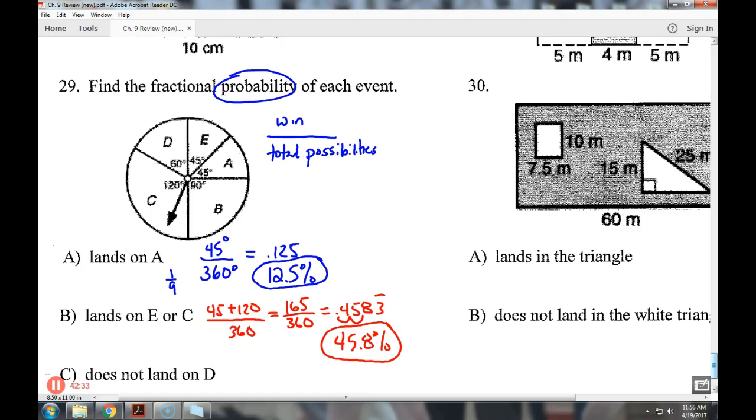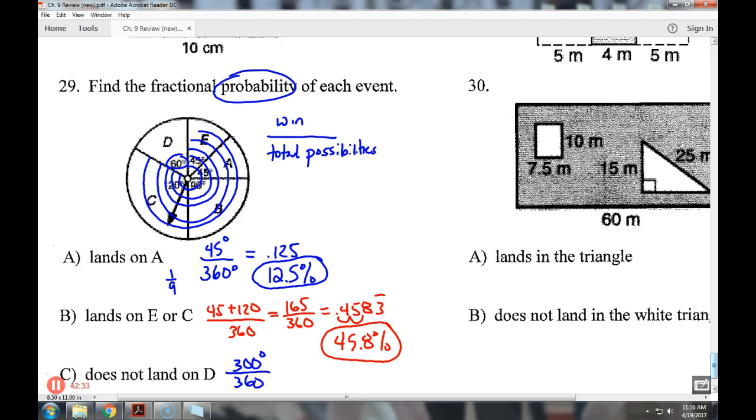The last one. I can win if I do not land on D. Well, not landing on D would mean I win on all this stuff. Now, I could add up all those numbers, but that's a lot of work. I think it's easier to just do 360, take away 60. So it looks like I will win 300 degrees out of the 360.